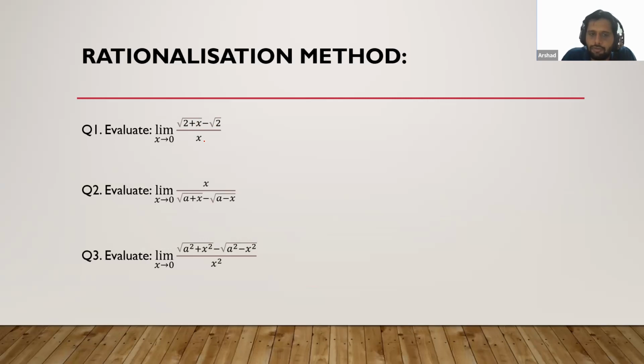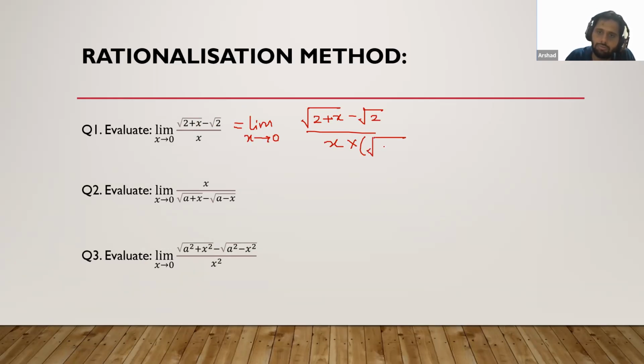Second, we will check the factorization method. There is no scope to do the factorization. That's why we will proceed to the rationalization. You already know what is meant by rationalization. Limit x tends to 0, under root 2 plus x minus root 2 by x into root 2 plus x plus root 2. Okay, into root 2 plus x plus root 2.